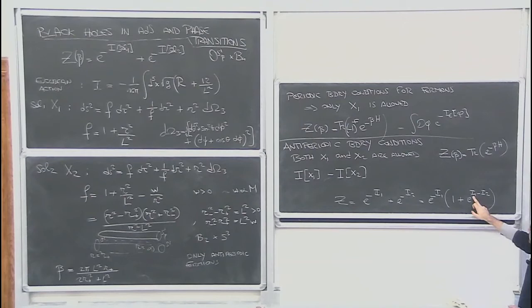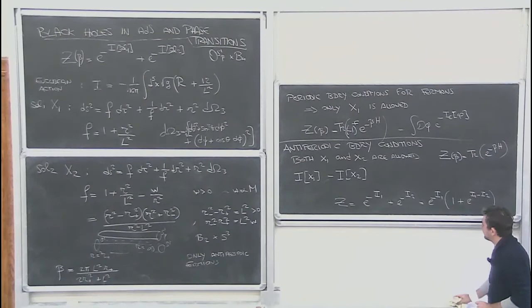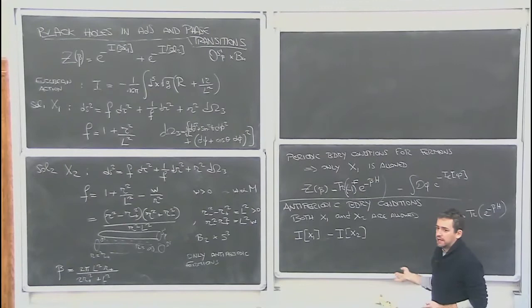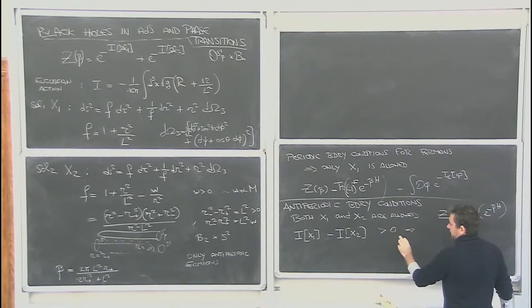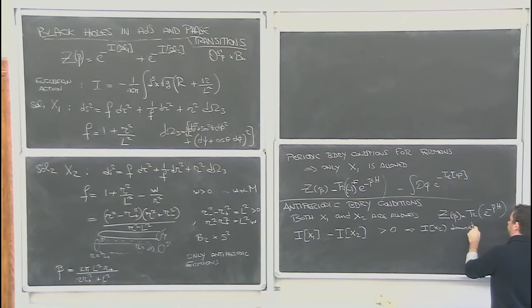If instead the solution one has a larger action than the solution two, I have to reverse this expansion, and I see that what is suppressed is the contribution of the first solution instead of the second. So we just need to decide what's the sign of this difference to decide which of the two, because it's the one with least action that dominates. So if the sign is positive, the one with least action dominates, so it's I2 that dominates, I of X2 dominates. And vice versa, if it's negative, it's I of X1.